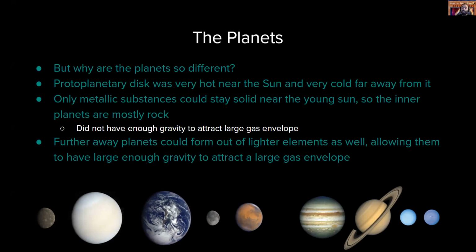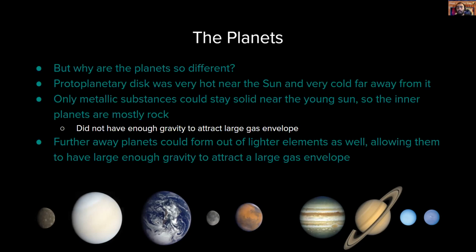Well, the protoplanetary disk was very hot near the sun and very cold far away from it. Only metallic substances could stay solid near the young sun, so the inner planets are mostly rocky. The lighter elements like hydrogen and molecules like water stayed a gas at that temperature and were blown away by the stellar wind near the sun.